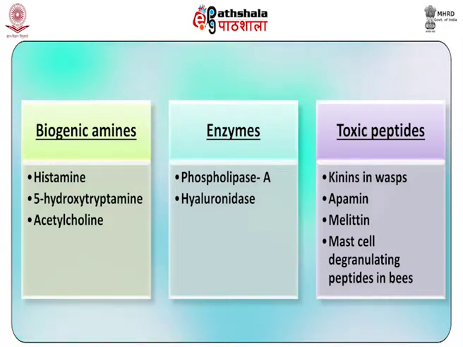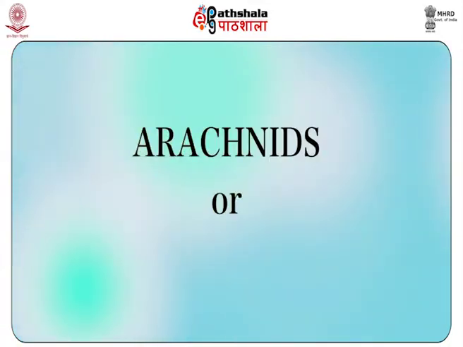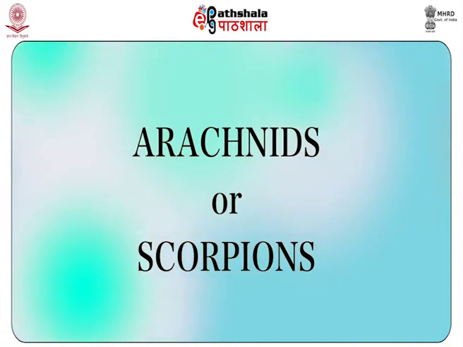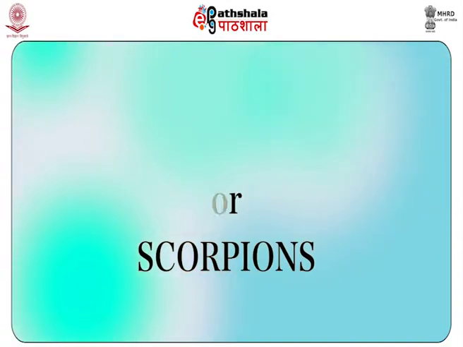Enzymes including the phospholipase A and hyaluronidase. And the toxic peptides, that is kinins in wasps, apamin, melittin and mast cell degranulating peptides in bees. Next, we will start with the arachnids or the scorpions.